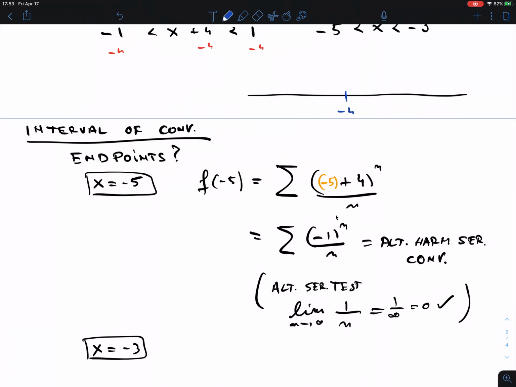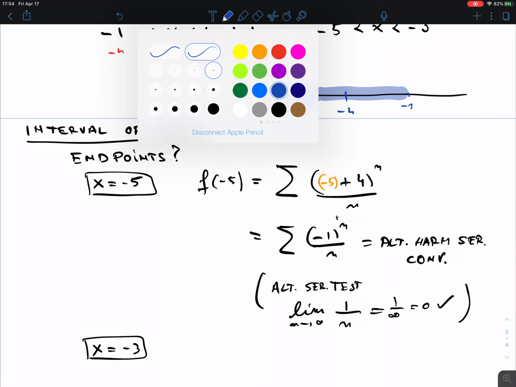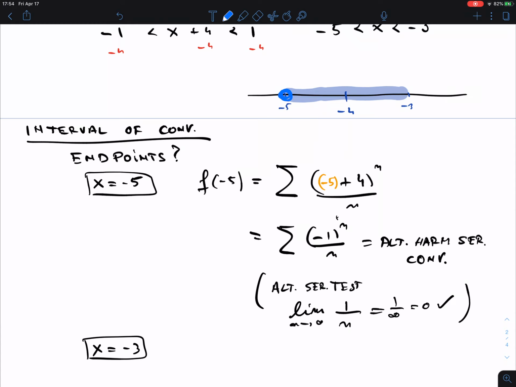That was -4, we could go 1 there, that was -5, and 1 there, -3. We already noticed that we have convergence here, but we don't know yet what happens on the endpoint. Sorry, my color went a little bit more than I wanted it to go. So this one is now included, so I'm making it dark here.